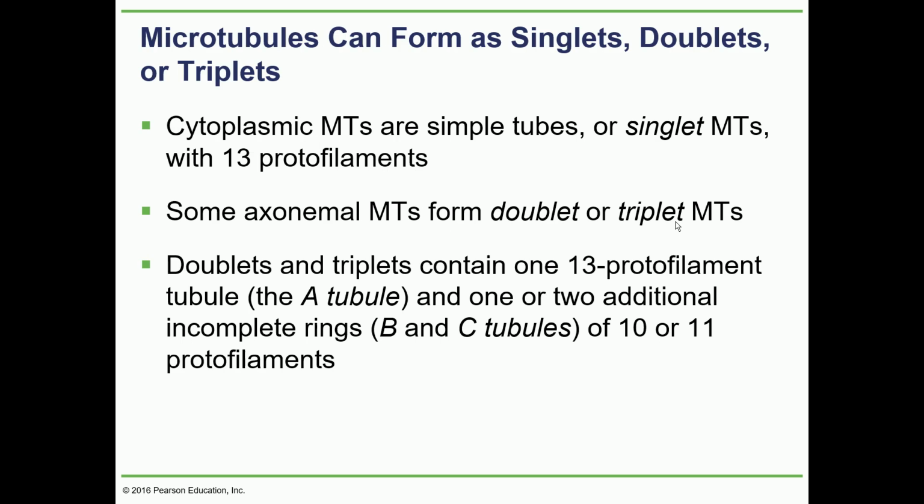So cytoplasmic microtubules are usually simple tubes or singlet microtubules with 13 protofilaments. Doublets and triplets contain one 13 protofilament tubule and one or two additional incomplete rings, like B and C tubules, of 10 or 11 protofilaments.